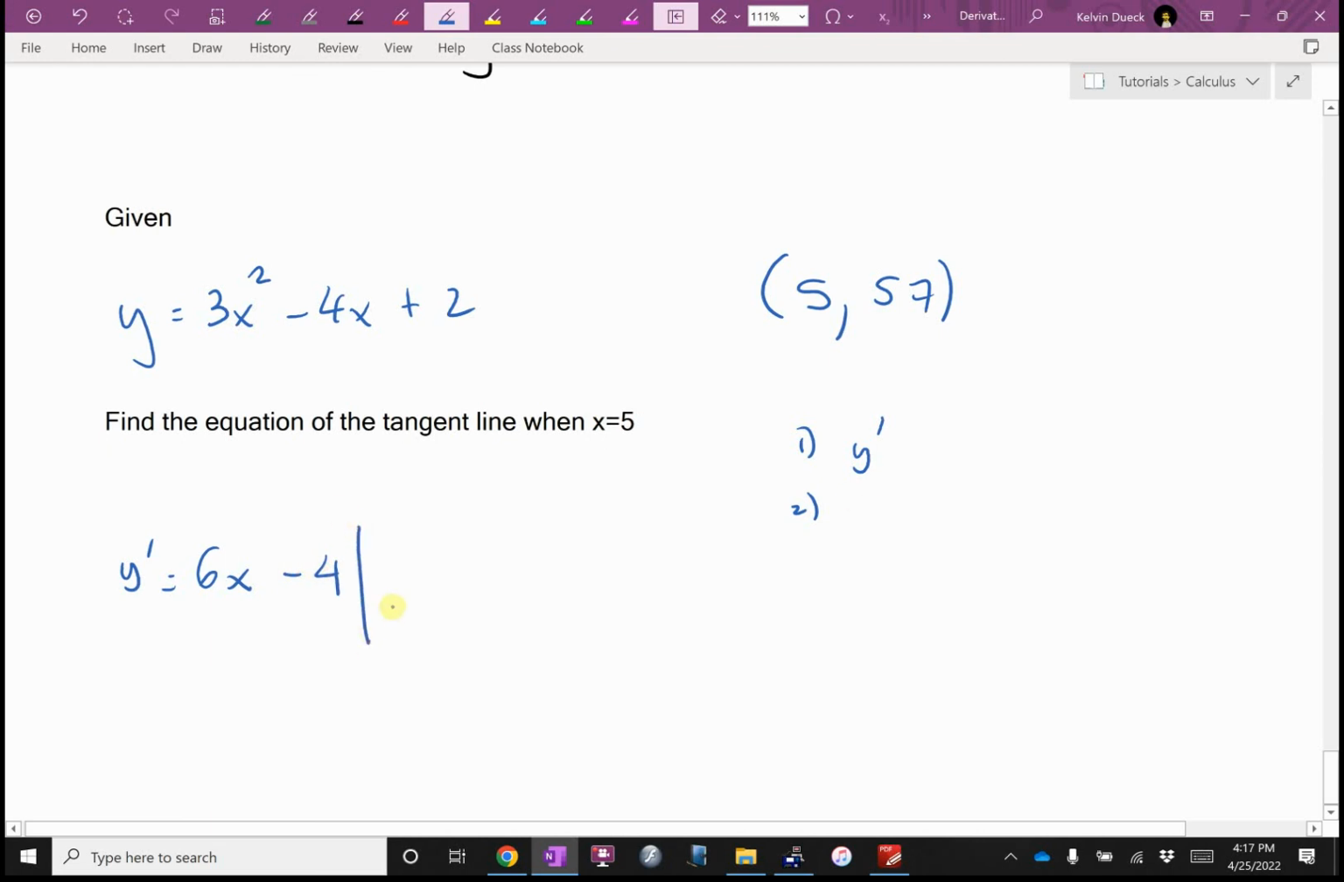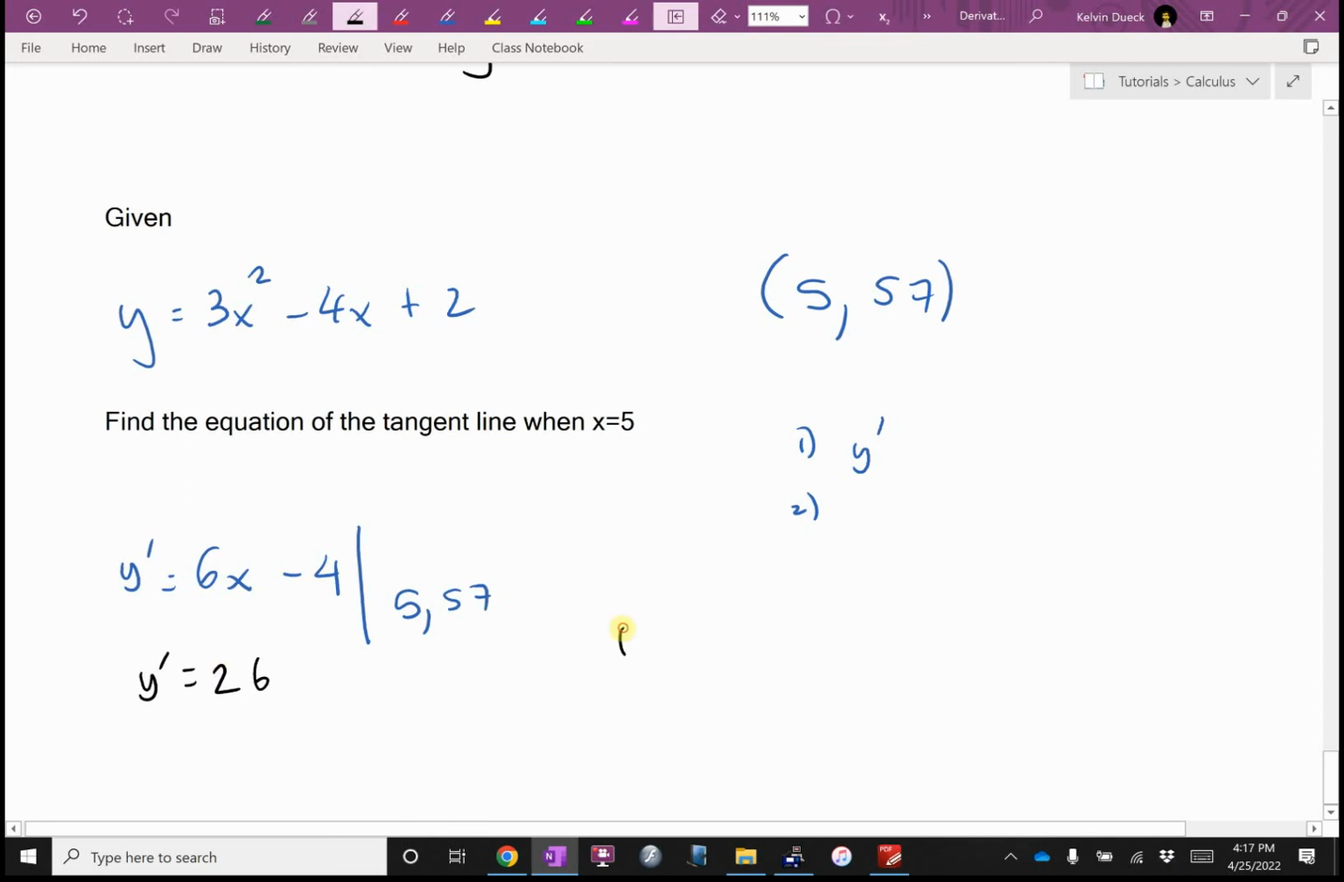We're going to evaluate it at 5 comma 57. Well, there's no y here. So really, it's just going to be 6 times 5 minus 4. Y prime at this point, the slope is 26.